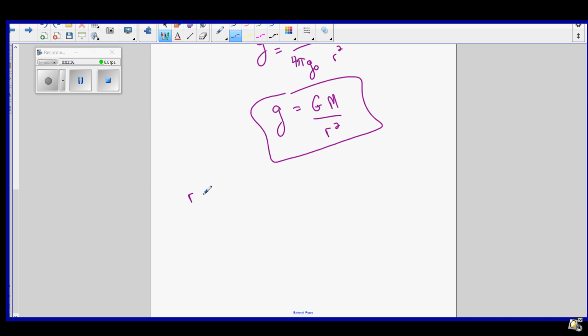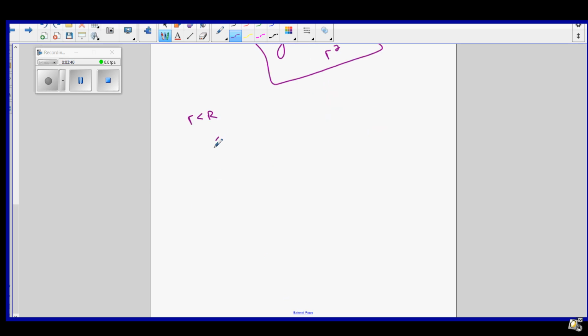But what happens when you're inside of the planet, when r is less than big R? So I can set up my surface integral of g dot dA, and I'll set that equal to the amount of mass enclosed divided by epsilon naught. By the way, this would be called gravitational flux, right? So the amount of mass enclosed divided by epsilon naught is just the gravitational flux. The surface integral, again, is pretty simple. It just becomes g times the area of the Gaussian.